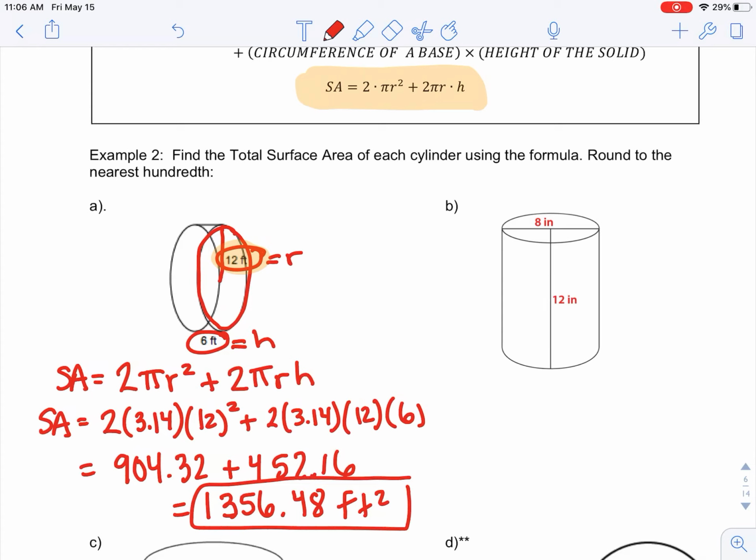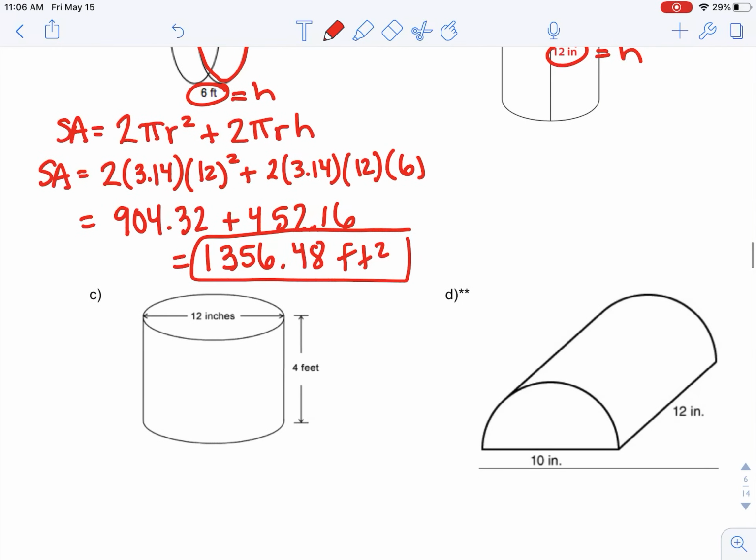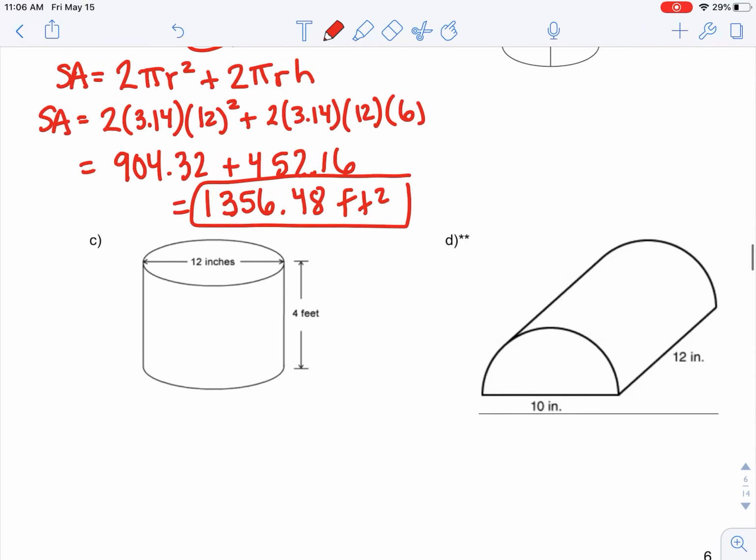Be really careful on this next problem because that 8 inches is going all the way across. But remember, we only want halfway across. So I just want this part for the radius. That radius is going to be 4 because it's half of 8. And then this is your height. Okay? And then C, again, same thing. D, notice it's not a hemisphere, it's half of a cylinder. So make sure at the end you divide by 2 because it's half a cylinder.